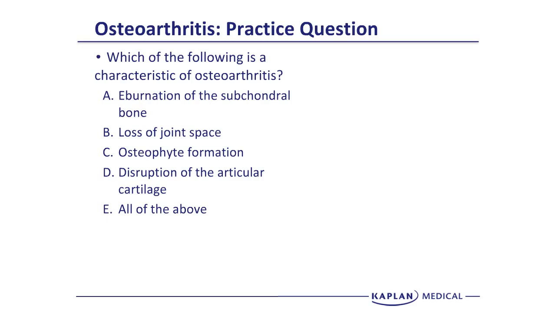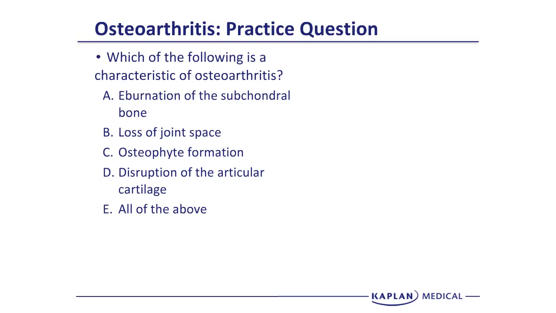Is there loss of joint space? Remember that in osteoarthritis, the cartilage is affected and it just completely disintegrates. The cartilage is what keeps the joint space intact. So if the cartilage is disrupted, then the joint space is also going to be lost. So definitely B is also true. There is osteophyte formation, or new bone growth around the joint margins. That is typical of osteoarthritis.